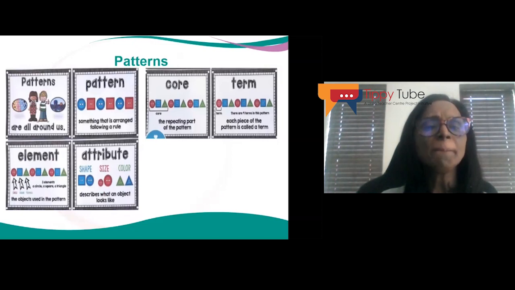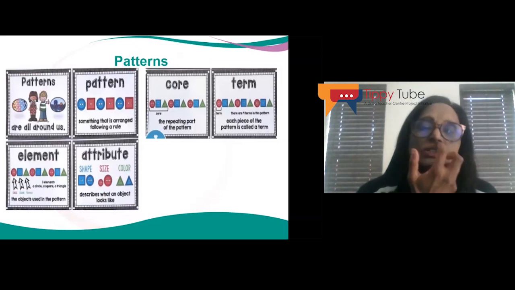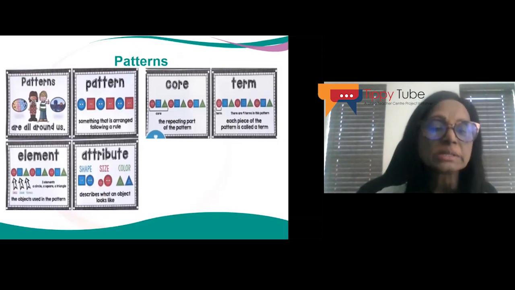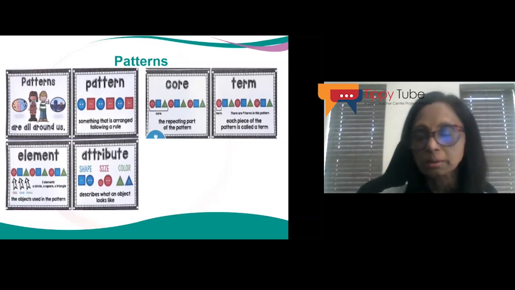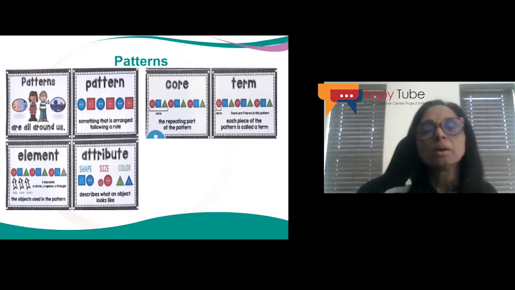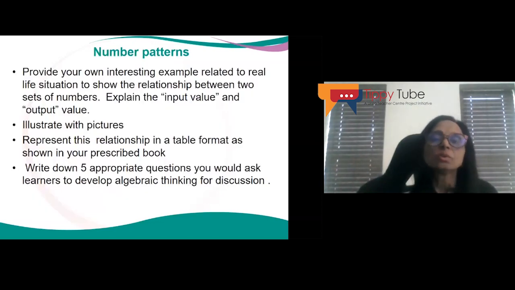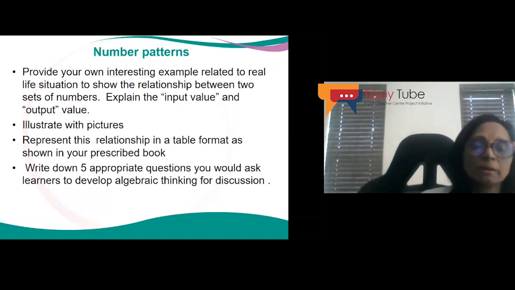Patterns are all around us. A pattern is something that is arranged following a rule. The repeating part of the pattern is called the core. Each piece of the pattern is called the term. The element refers to the objects used in the pattern, and the attribute describes what an object looks like. Okay, so these are concepts related to patterns. Now, let us look at what number patterns are.